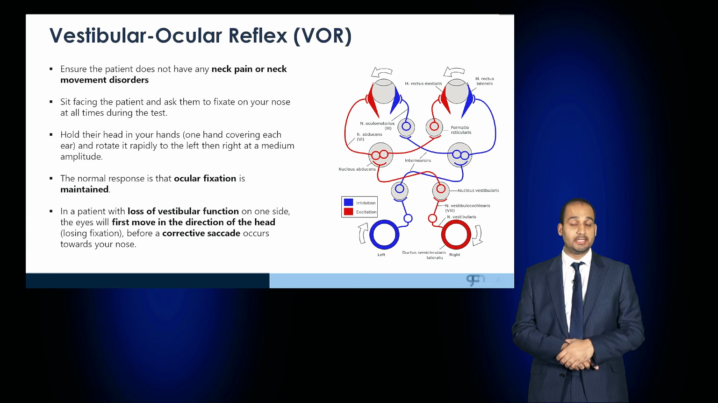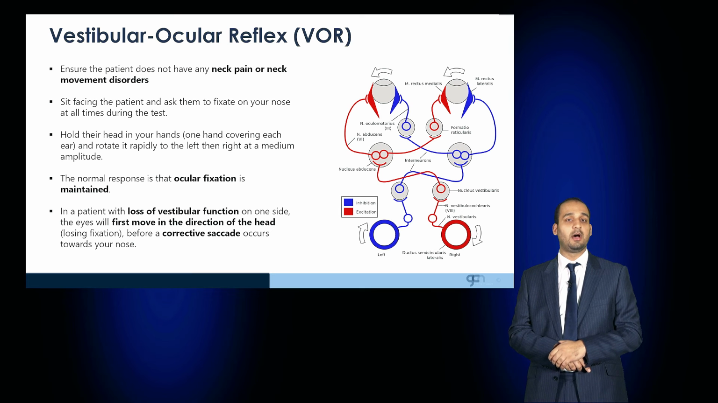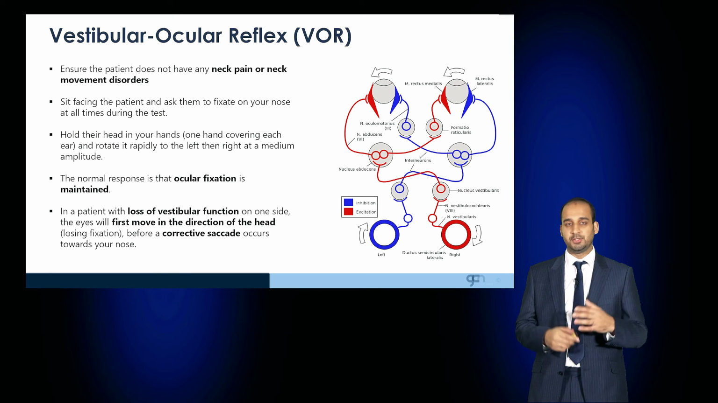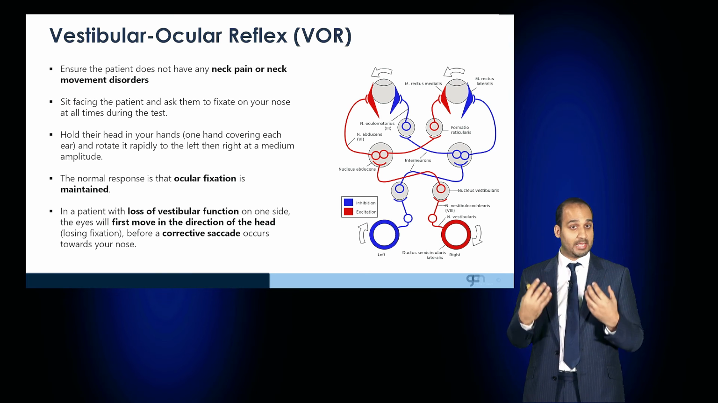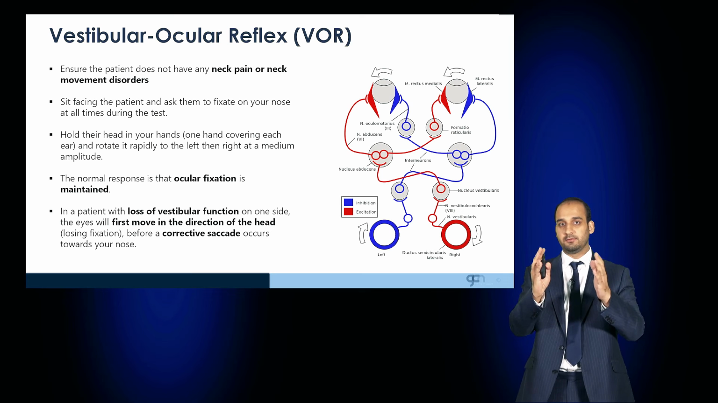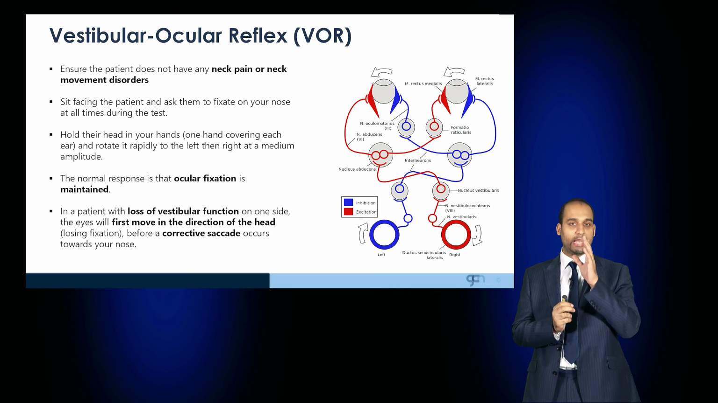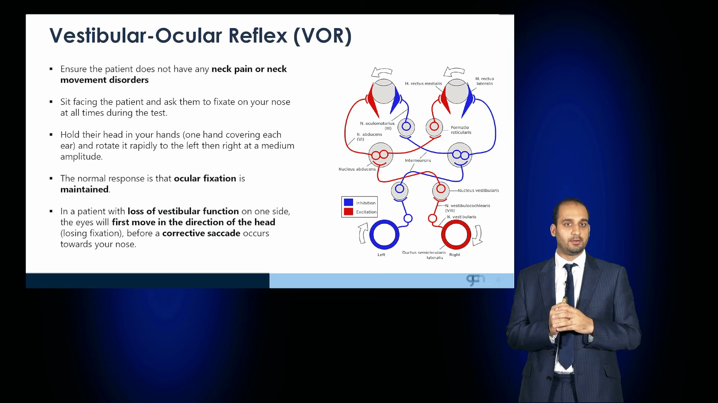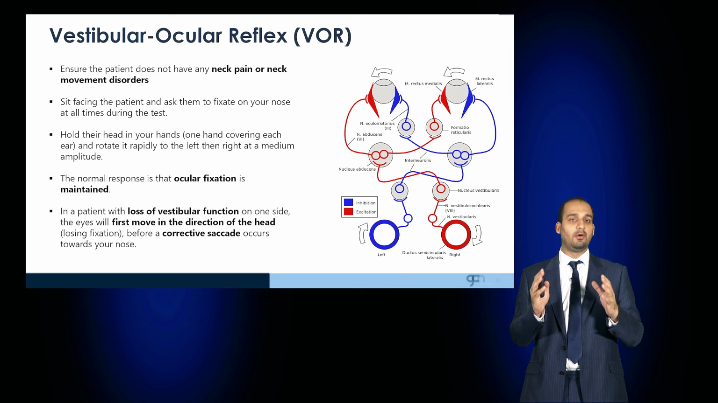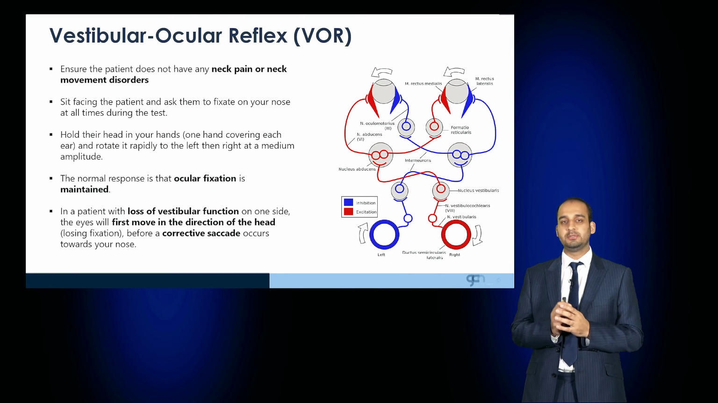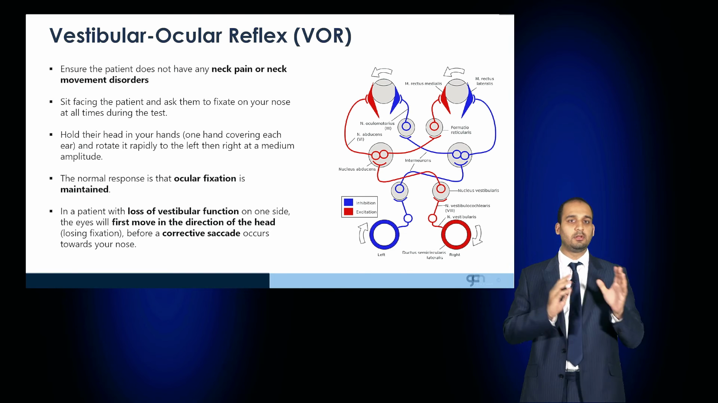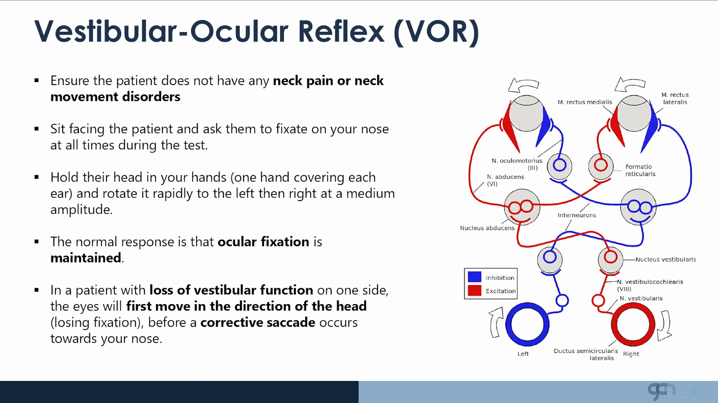Another important test is to examine for the vestibulo-ocular reflex. Ensure the patient does not have any neck pain or neck movement disorders. Sit the patient facing directly opposite to you and ask them to fix their vision on your nose, hold their head, or ask them to rotate their head from side to side, all the way to the left, all the way to the right, and a normal response is they're able to maintain ocular fixation on your nose.